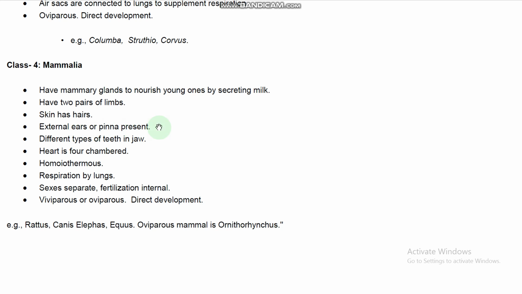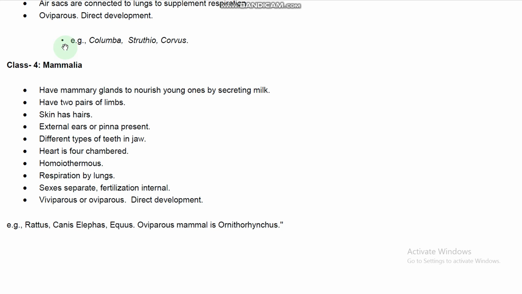External ears or pinna are present. The pinnae are external ears, and there are different types of teeth in the jaw. So what types of teeth? There are 4 different types of teeth. So heterodont: incisors, canines, premolars and molars, I C PM and M. And the heart is 4-chambered, and these are homeotherms, warm-blooded organisms only.